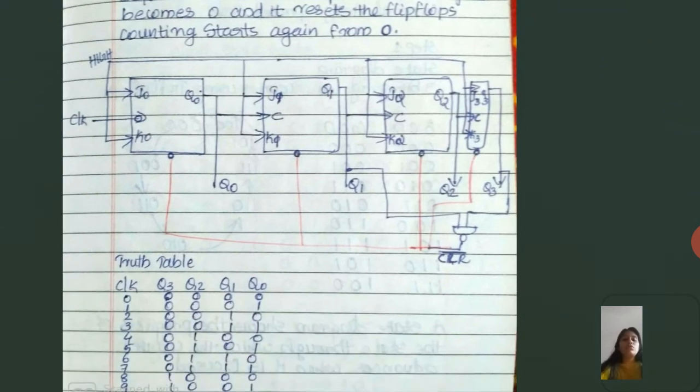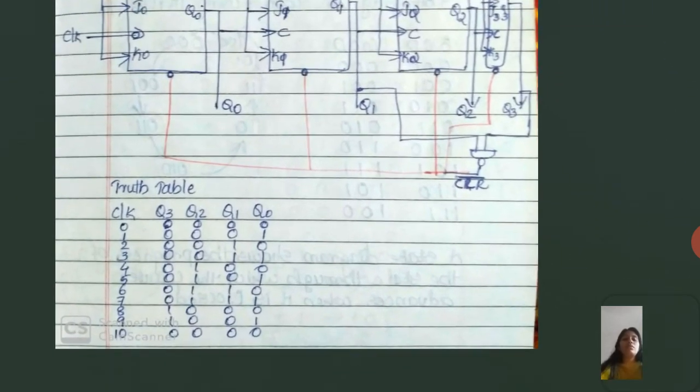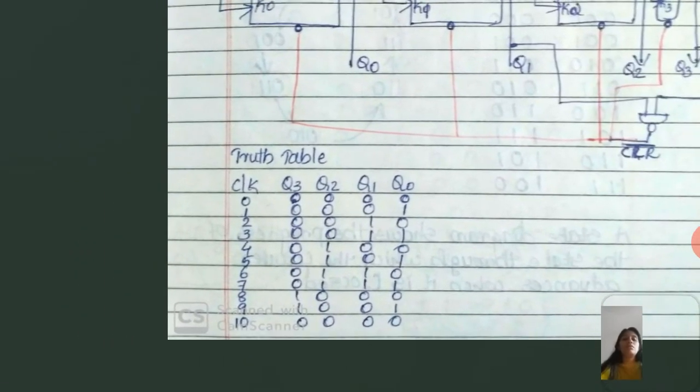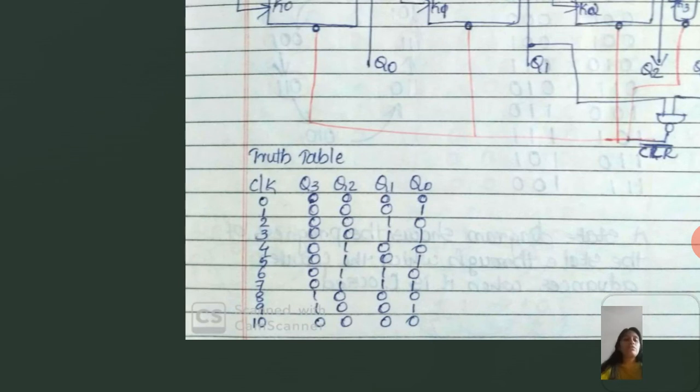Okay, let's move on to the truth table. Then only you will understand what a decade counter is. If you are providing the first clock, the result will be 0 for all the outputs. Q0, Q1, Q2, Q3 will be your outputs. Clock will be the input value.